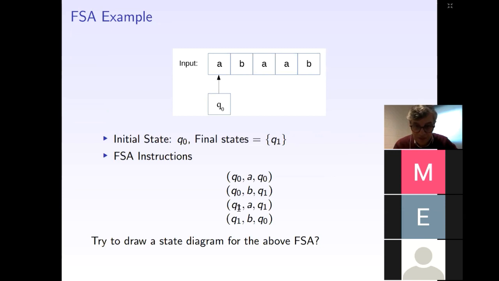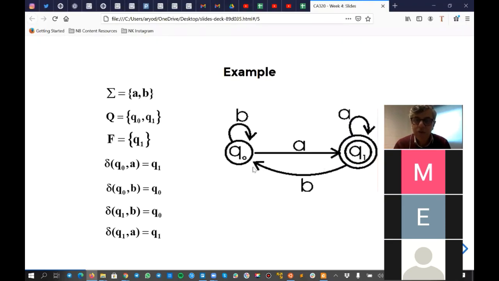Then in state Q1, if I receive A, I will go to Q1. If I am in Q1 and I receive A, I will stay in Q1. And also, if I am in Q1 and I receive B, I will go back to Q0. So if I am in here and I receive B, I should go back in here. That's exactly what we talked about in here.